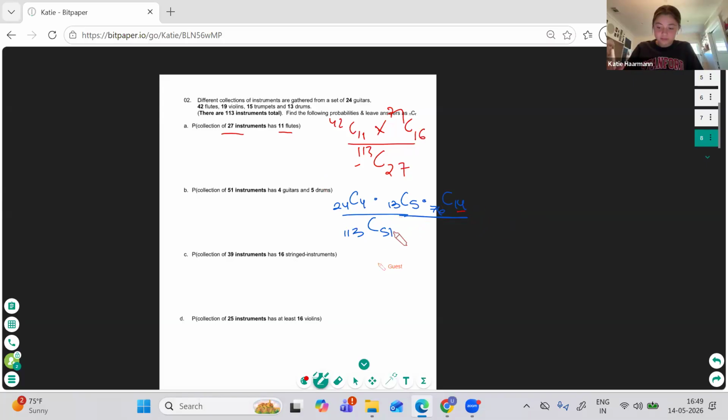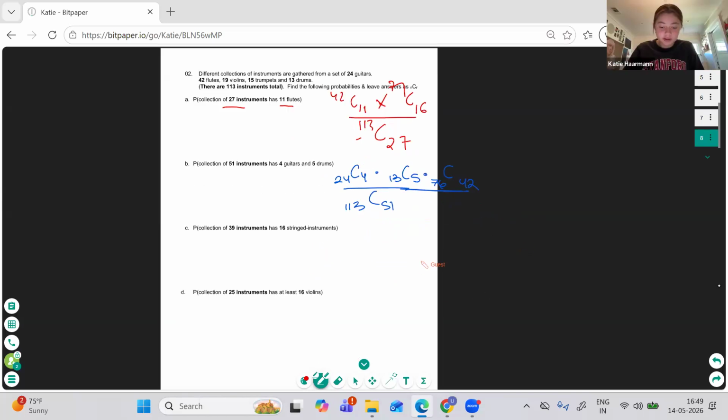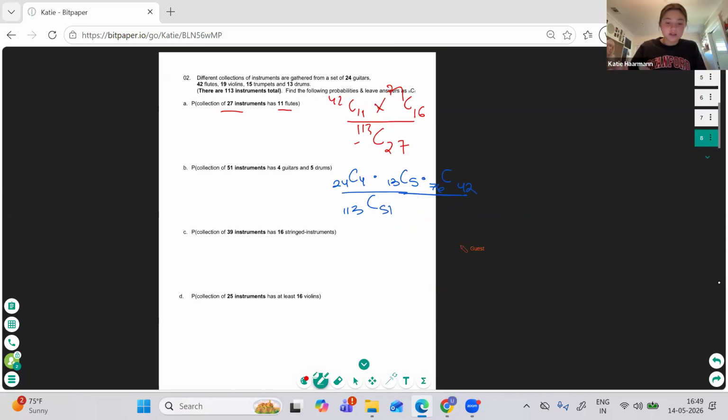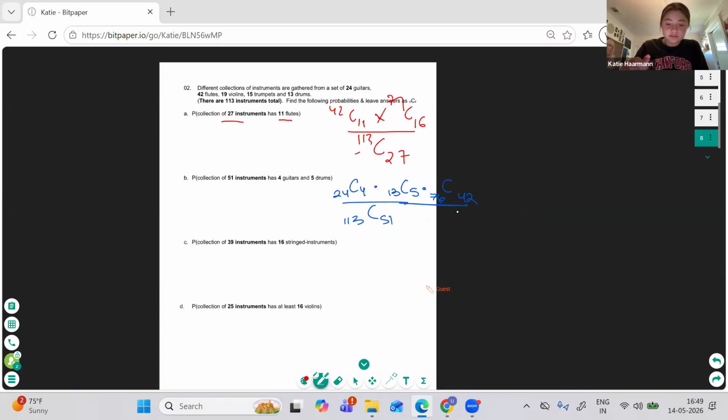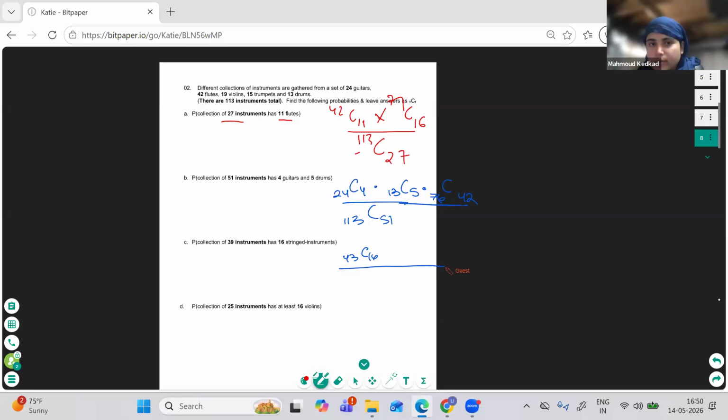Okay. Sorry. So yeah, that's right. 39, 16 stringed instruments. So that's just violins and guitars. Yes. So it's 43. 16, okay. And then yeah, you have 39. The denominator keeps changing. The number of instruments keeps changing in all the options. Yeah, I always forget.